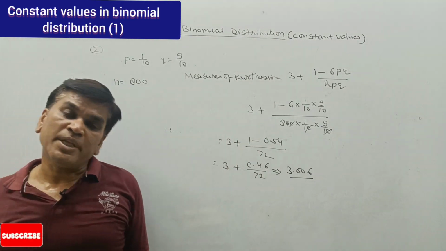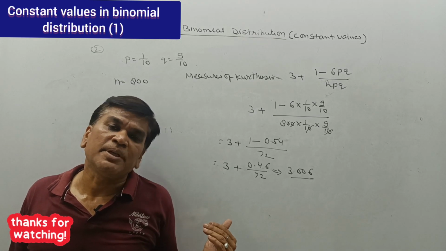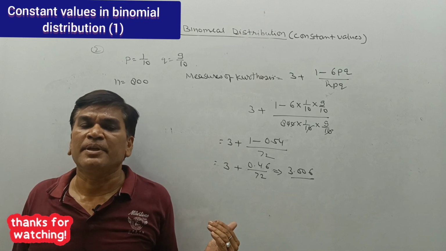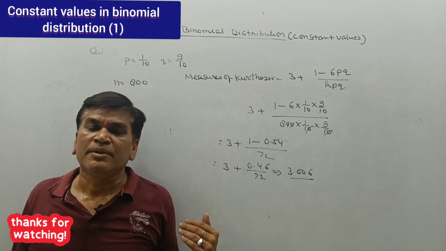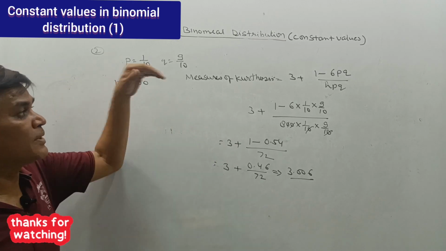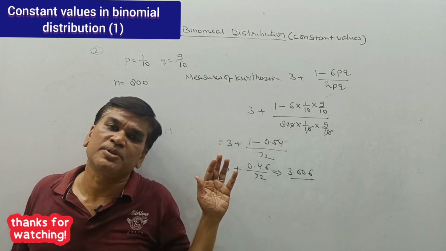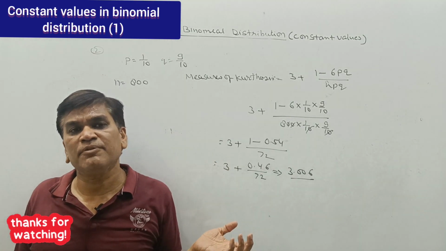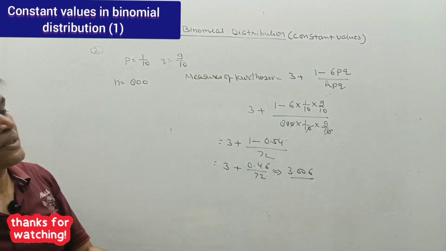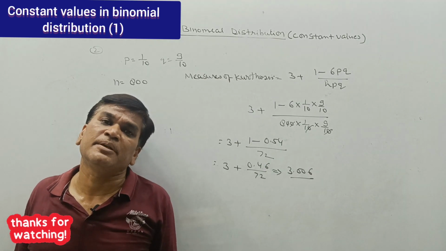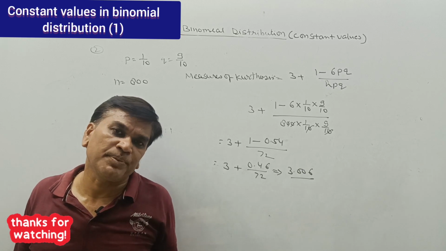So with the help of binomial distribution, we can calculate various constant values, like arithmetic mean, standard deviation, variance, measures of skewness, and lastly measures of kurtosis. So I think this video will be helpful for you to learn how we can calculate the constant values with the help of the binomial distribution. In our next video, we will have some more questions related to the same topic. Thank you once again.